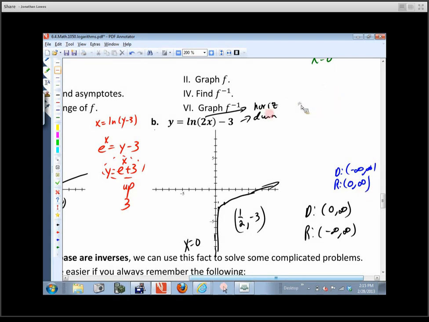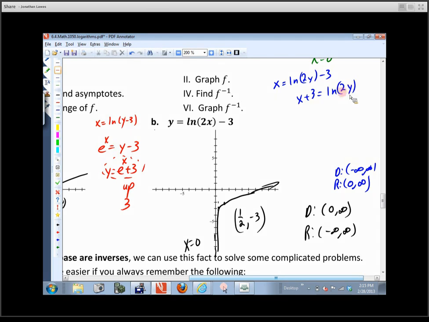I'm going to erase this stuff so I've got a little bit of room to do the work. Switch the x and y. This is x equals ln of 2y minus 3. We want to get y by itself. Move the 3. x plus 3 equals ln of 2y. Stare at that all day long.